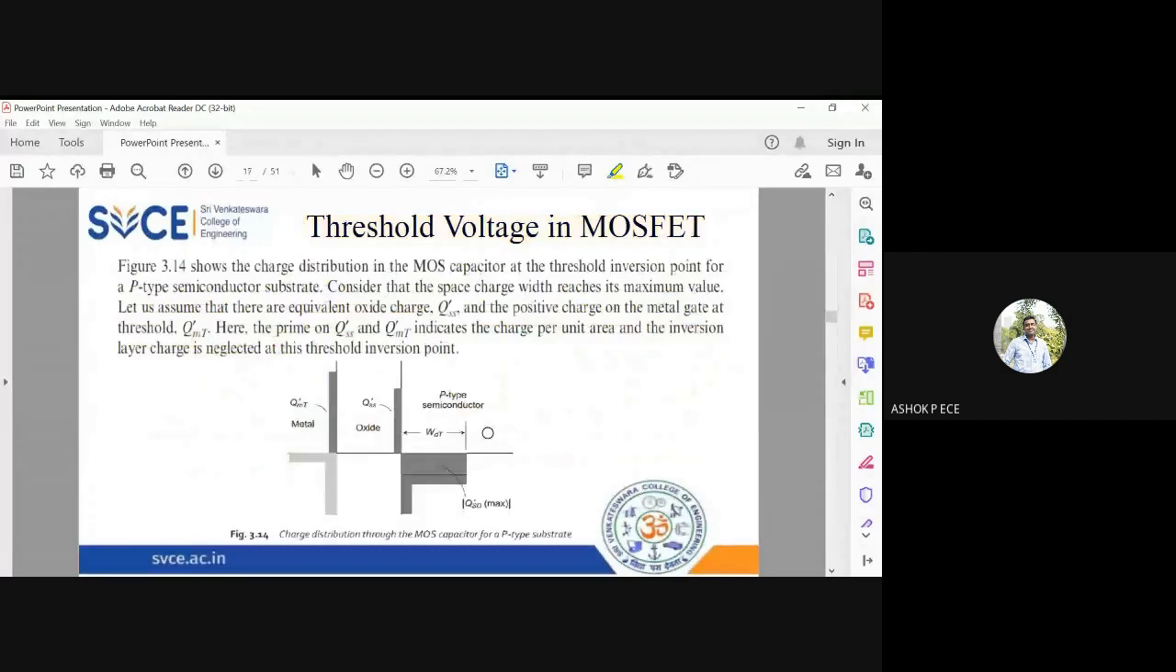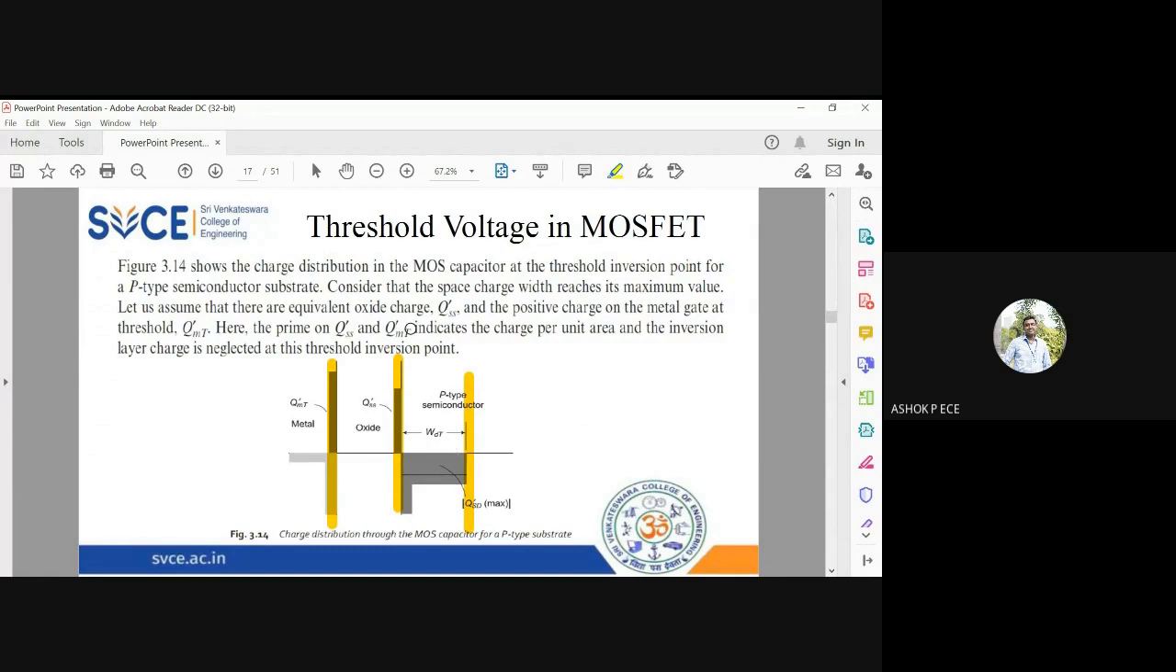Here you have a metal layer, an oxide layer, and a semiconductor layer. This is the charge distribution inside the MOS capacitor. This is for a p-type substrate, so we are considering a p-type substrate. Consider the space charge. This is the maximum width of your space charge region, so the depletion region width is maximum.